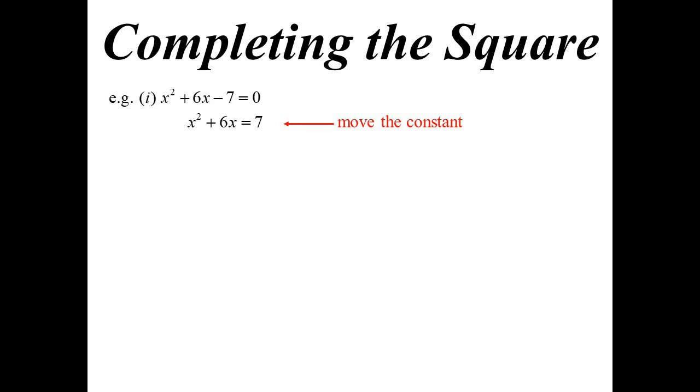The first thing we do is move the constant number to the other side. So we get x squared plus 6x equals 7. Then add half the coefficient of x. Now that pause is important, because it's not half the coefficient of x squared, but half the coefficient of x. In this case, the coefficient of x is 6. Half of that's 3. 3 squared is what I'm adding to both sides.